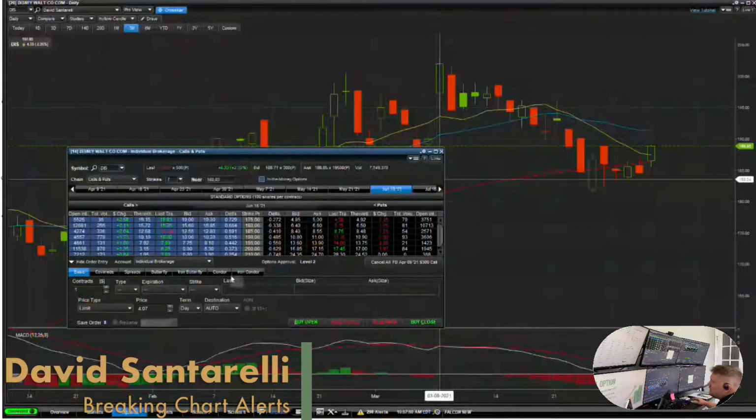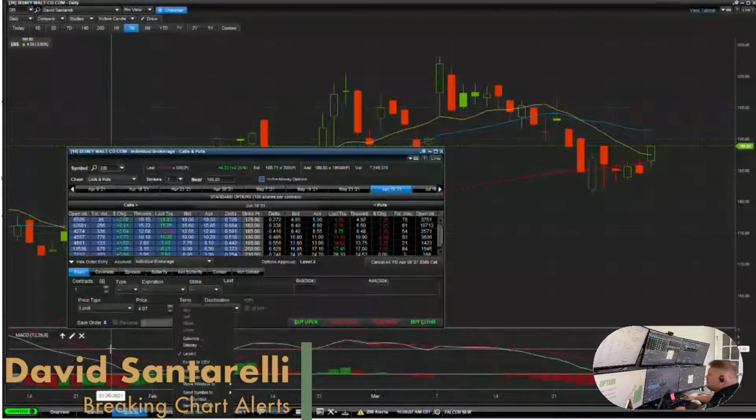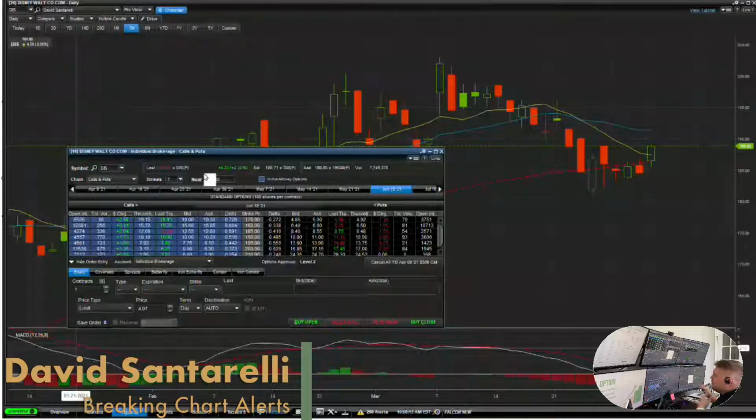So a delta is going to tell you for every dollar that Disney goes up, how much is this option premium going to increase in value? So if you picked up that 190 strike for 10 bucks a contract, it's telling you right here that 190 strike has a delta of 0.516. So just to look, Disney was up $4.33 on Friday, right? So let's just say that Disney goes up another $4.33.